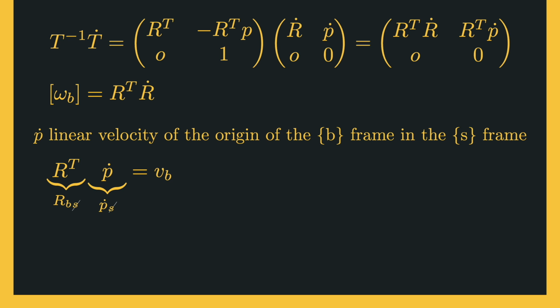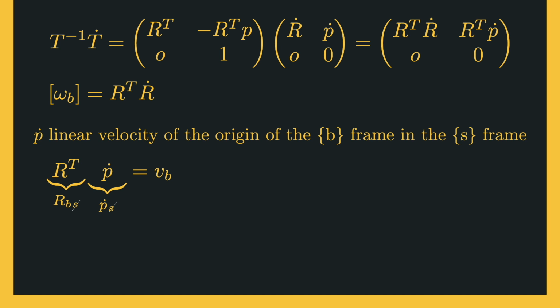This makes sense since R transpose SB is equal to RBS, and the multiplication of RBS and P dot S changes the reference frame from S to B from the subscript cancellation rule. For more information, please refer to the lesson about the rotation matrices and study their different applications.